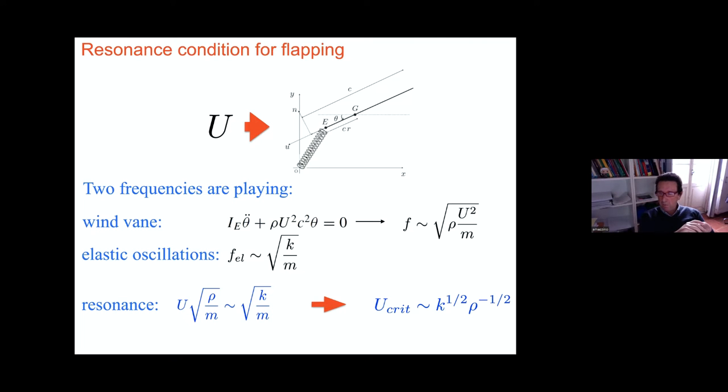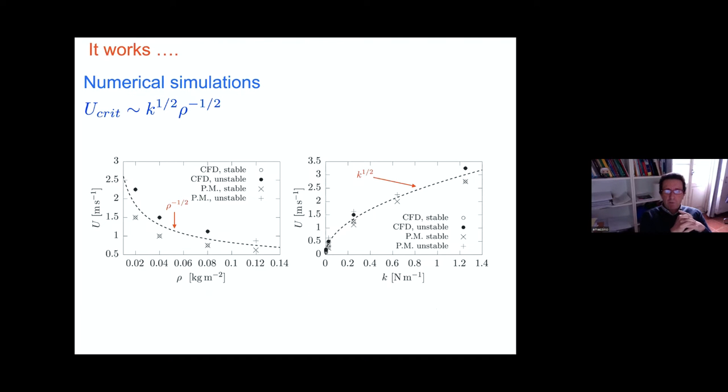The critical value of U for flapping to emerge is proportional to k to the 1/2 times rho to the power minus 1/2. Rho is the density of the wing and k is the spring constant. Of course, this simple way to proceed does not capture the prefactor, so we can have some prefactor, hopefully of order one, in front of this relationship. Does it work? We performed numerical simulations to verify whether or not it works. And these are the results.